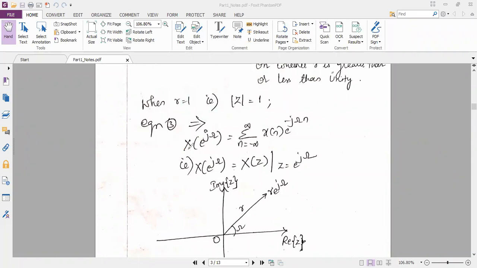So I got this equation when I substituted R is equal to 1 in equation 3. My equation 3 is nothing but the Z transform equation. In the Z transform equation, I have substituted R is equal to 1. I got this equation. So I can conclude here that x of e power j omega, which is nothing but DTFT, is equal to capital X of z, that is nothing but the Z transform, at the condition when z is equal to e power j omega.